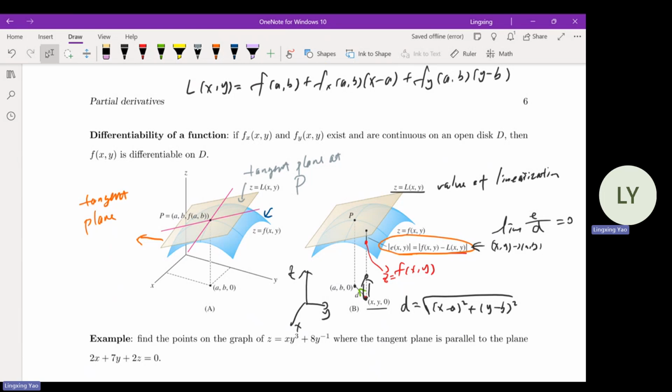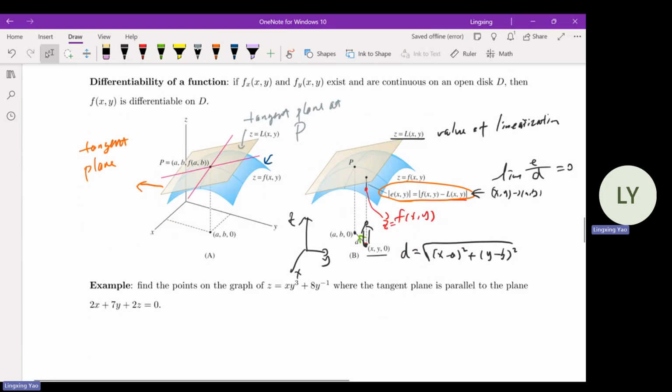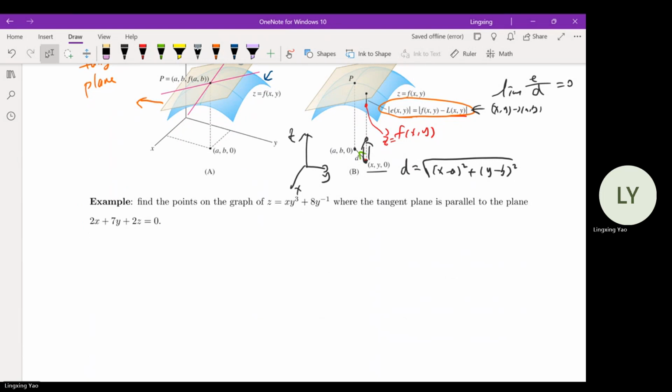Okay, so now we sort of wrap up the introduction of the linearization and linear approximation in the tangent plane. And we also discussed a little bit of how we interpret those concepts. Now let's look at another example. We want to find the points on the graph of this where the tangent plane is parallel to this plane.